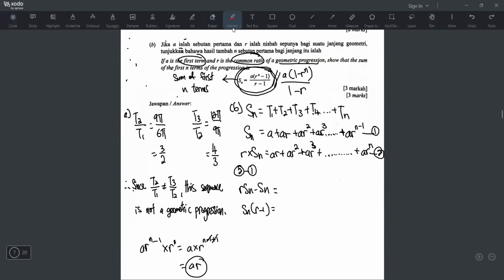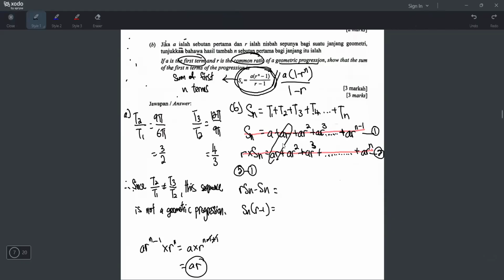So can you tell me what happens if I take the bottom minus the top? So it will be RSn minus Sn, right? So what happens with this AR? They will cancel, right? So let me show you which terms can cancel. These two can cancel, because when you take bottom minus top, these two are the same. So when you minus, it's like they cancel each other.